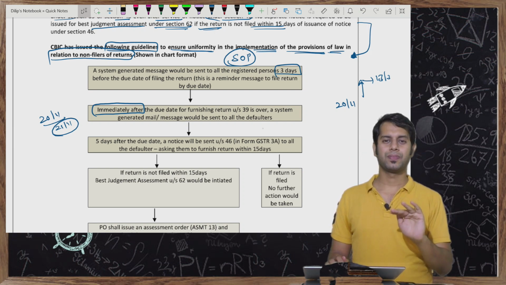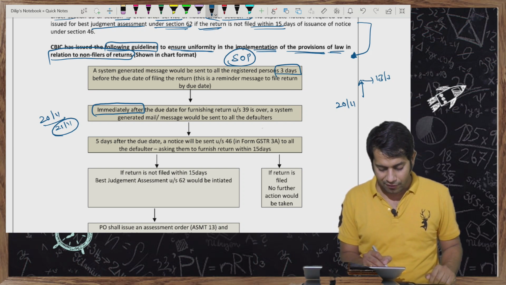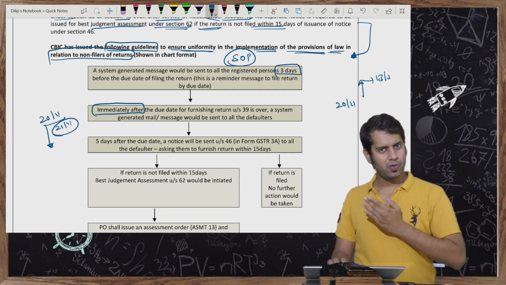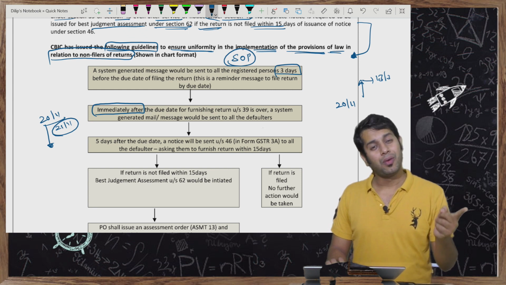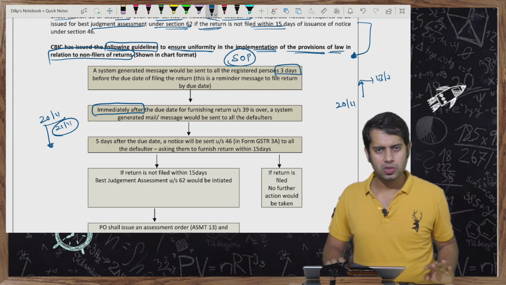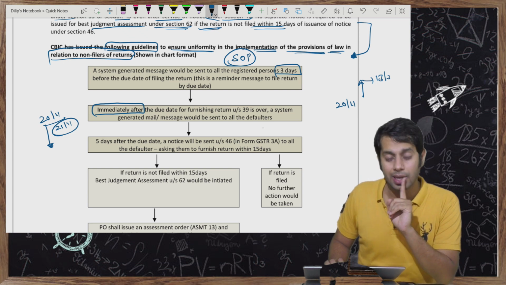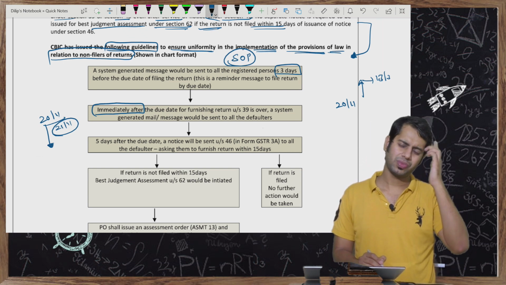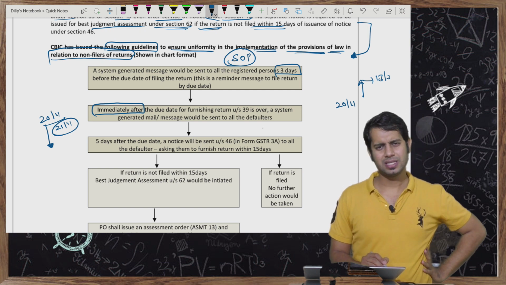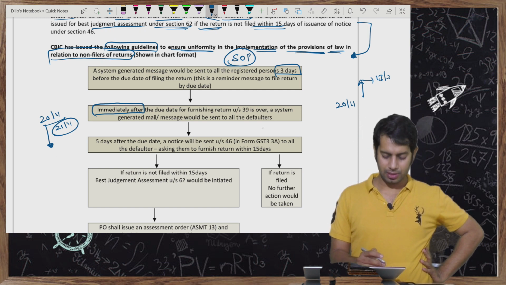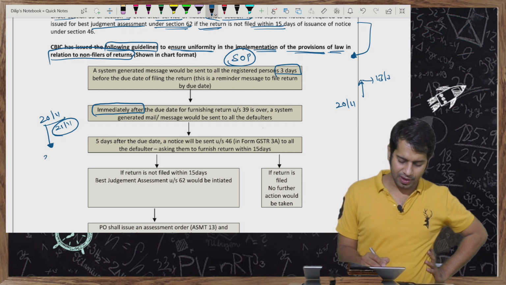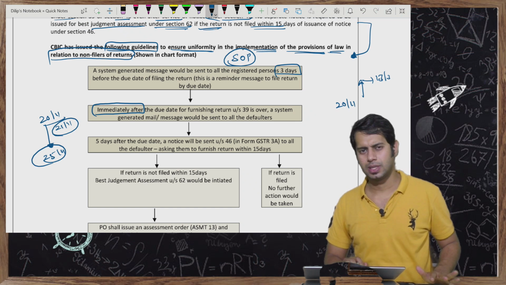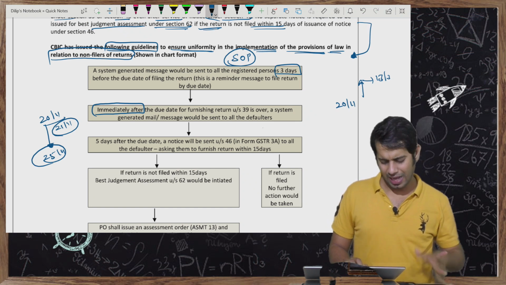Now, even after that, what they are telling is: 20th was the due date, 3 days before the due date I informed you to file the return. Immediately after the due date is over, I sent you a message that you are liable to file the return. Even after all these messages, if you don't file within 5 days of the due date, that is on 25th of 11, I will send a notice to you straight away. Now I will not wait for any messages.